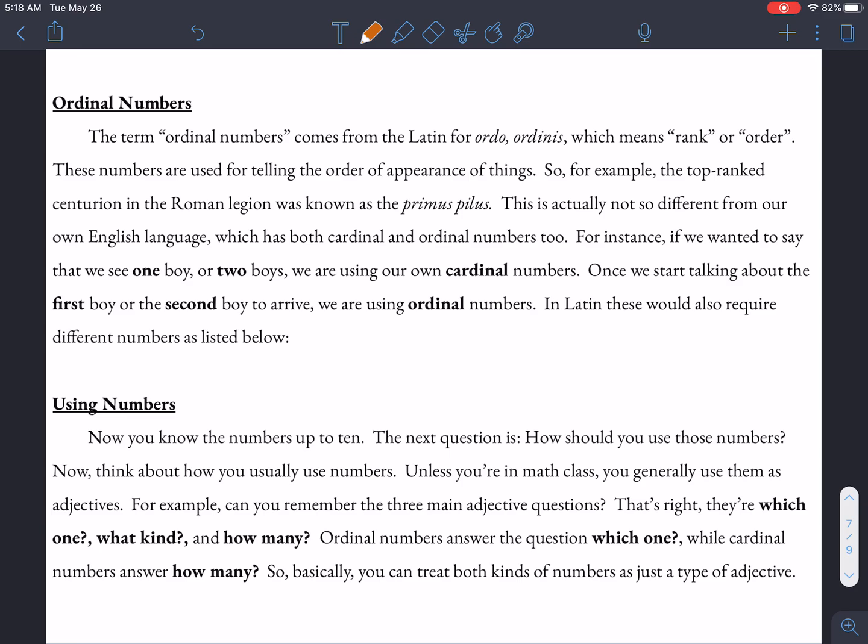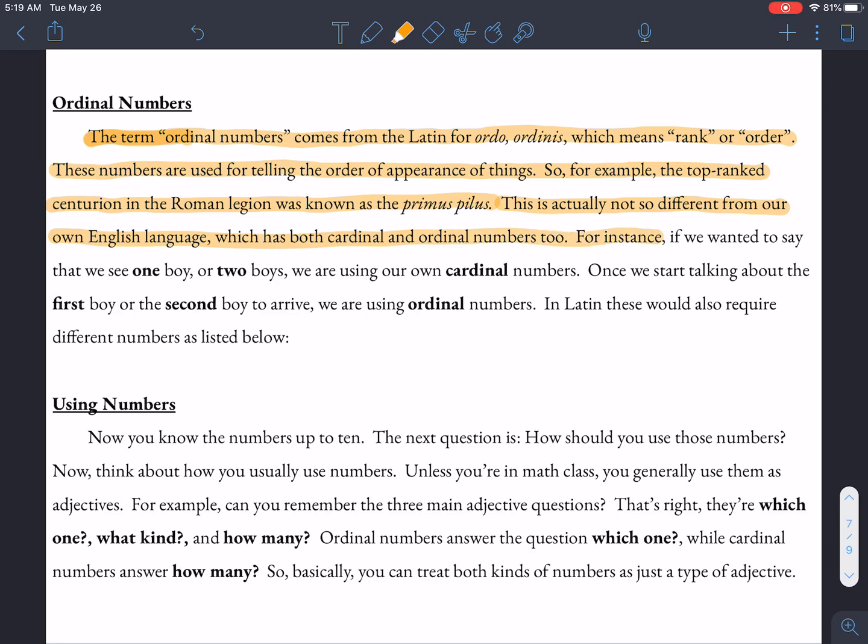All right, let's talk about ordinal numbers now. We just talked about cardinal numbers, now we're going to talk about ordinal. That's the other kind of number. The term ordinal numbers comes from the Latin ordo, ordinis, which means rank or order. These numbers are used for telling the order of appearance of things. So, for example, the top-ranked centurion in the Roman legion was known as the primus pilus, the first spear, first guy.